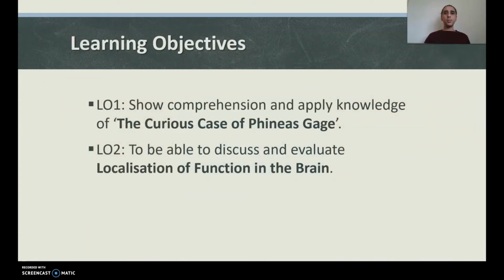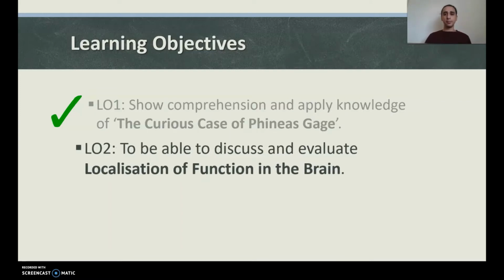There we go. Learning objective 1. Show comprehension and apply knowledge of the curious case of Phineas Gage. I think we're all familiar with Phineas Gage now, so let's tick that one off. Ching. Let's move on to learning objective 2. To be able to discuss and evaluate localization of function in the brain.